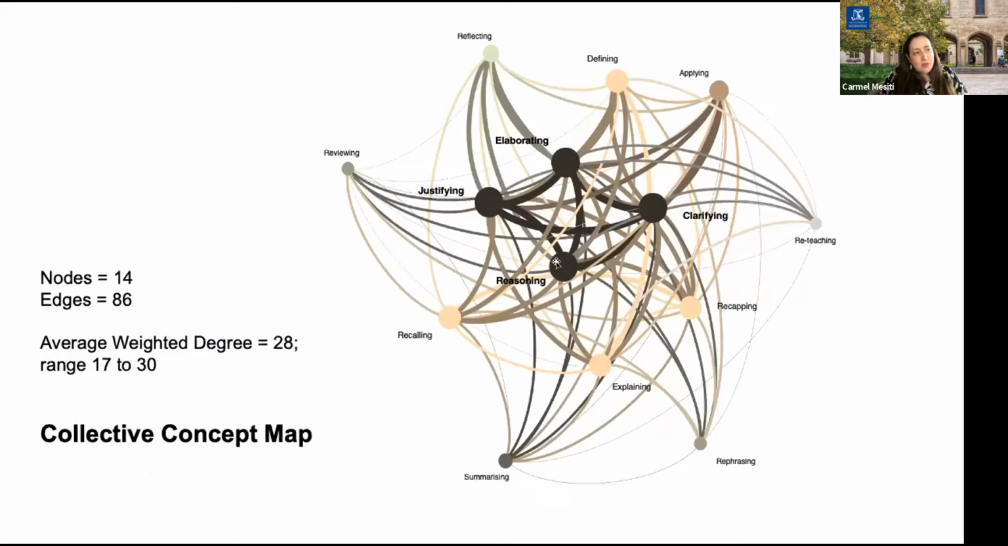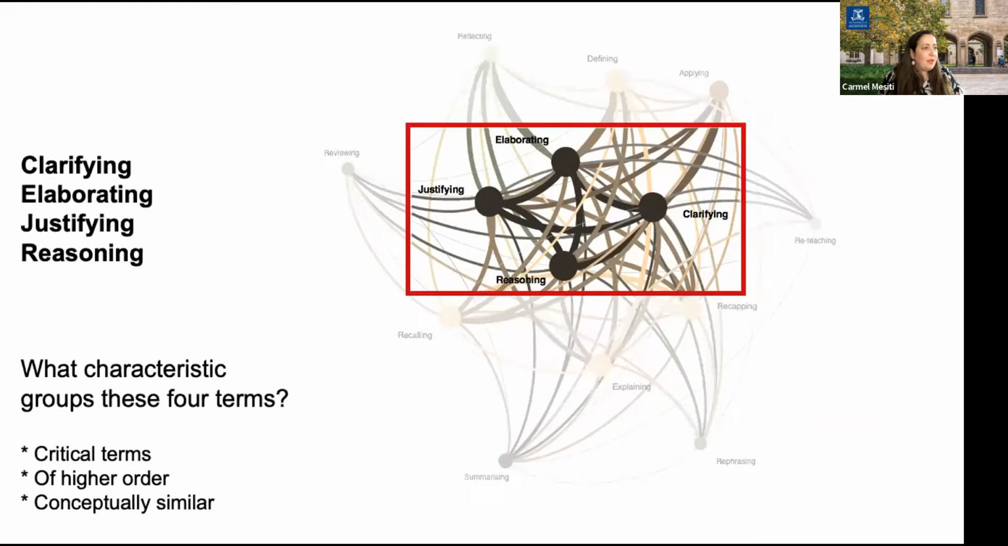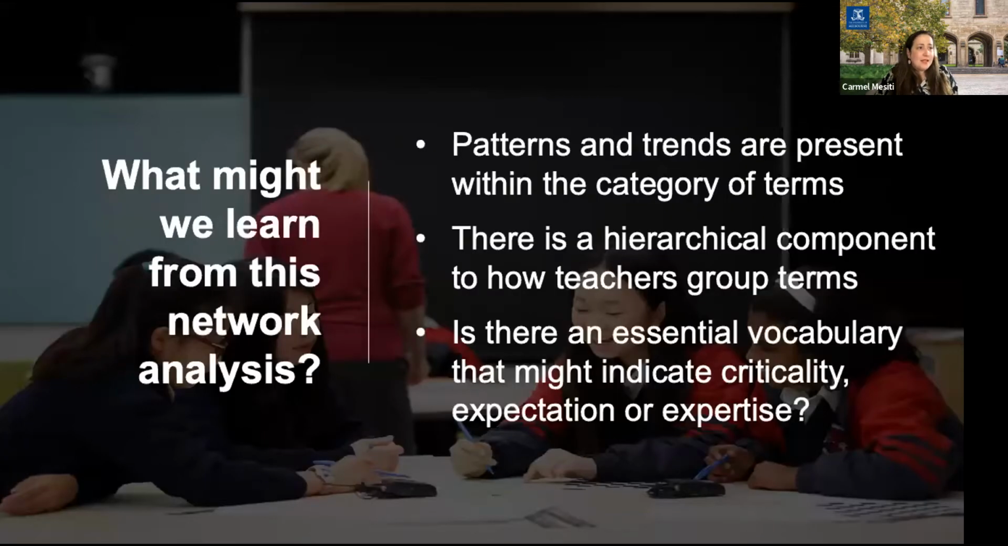So these lines indicate whether these words were put together more often. And I think you'll probably agree with me that we have a set of 4 terms that appear to be critical terms to this category. That means that they're linked together more often. If you think about clarifying, elaborating, justifying, reasoning, they're of higher order and conceptually similar. So what we might learn from this analysis is that there are patterns and trends that are present within these categories, and there might be a hierarchical component to how teachers group terms.